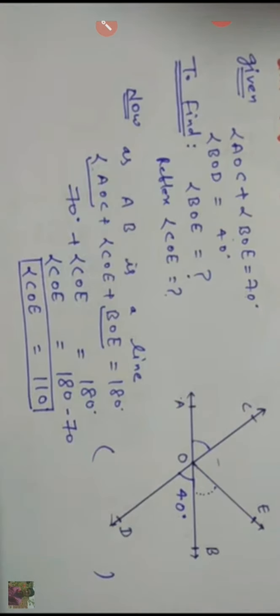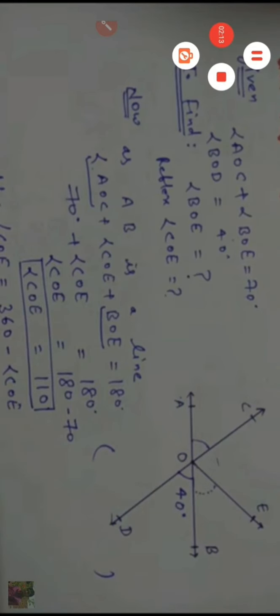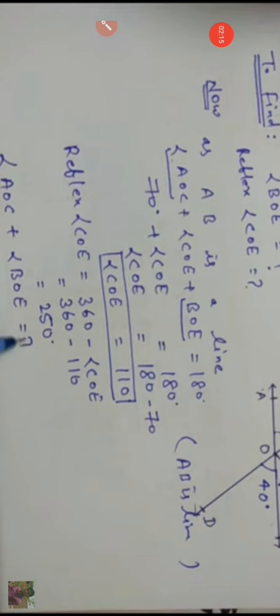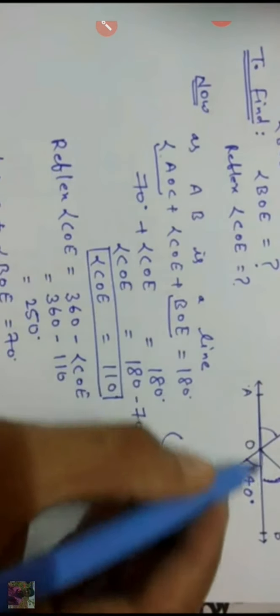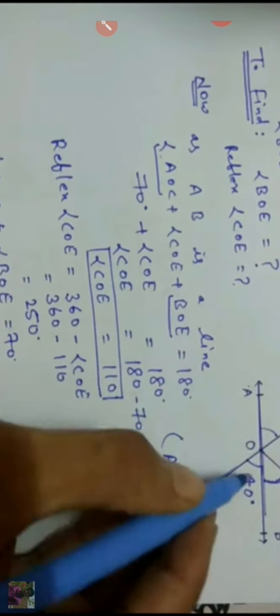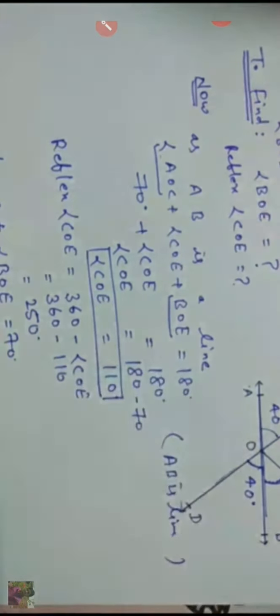Now we have to find BOE. So reflex of COE is equal to, full angle is 360, then 360 minus 110, reflex of COE is equal to 250 degree. Okay, reflex angle means reflex of COE, that is 250 degree. Understand? Now what is BOE?